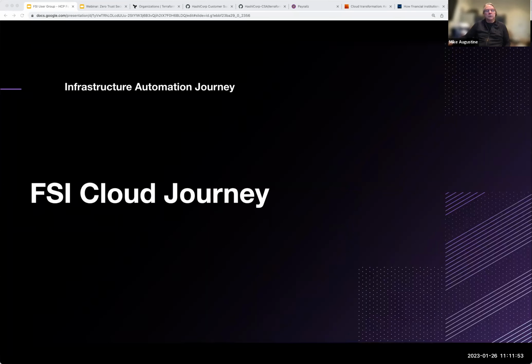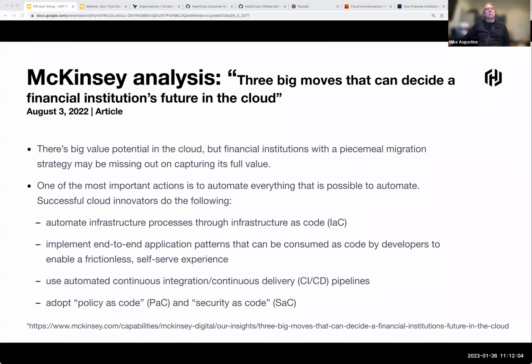All right, so now let's take a little shift to the right and talk about the cloud journey in the financial service industry. I pulled a nice section out of a McKinsey article that I'm referencing here. The two big points that I grabbed out of this are, first, the potential in the cloud that is there, but financial institutions are often taking piecemeal migration strategies and missing out on capturing the full value. Our goal is to help change that, and it is happening today.